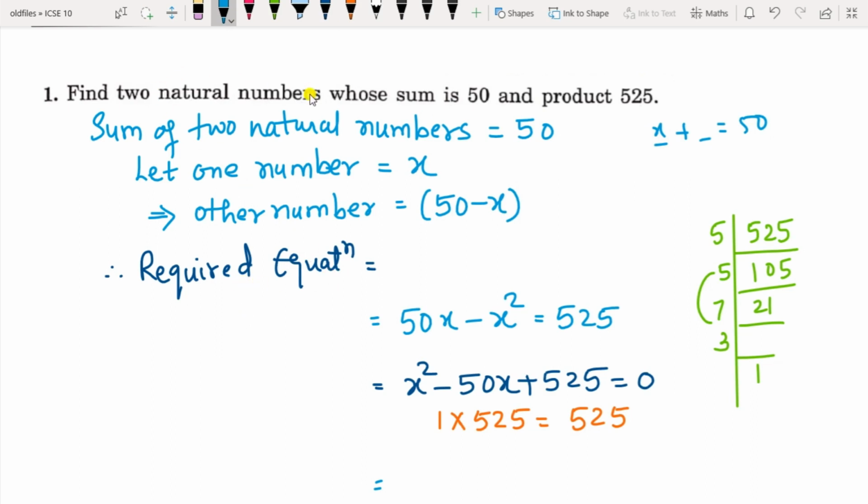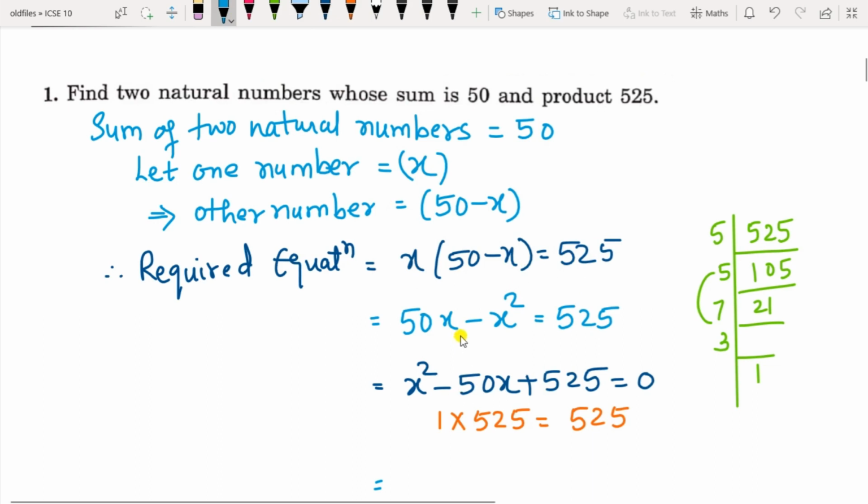Now the relation is given as product is 525. So product of these two numbers, first number and second number, is 525. So you have to write it like x times 50 minus x equal to 525. Now multiply x inside the bracket here, and rearrange it in the form of quadratic form. So you will get the equation as x square minus 50x plus 525 equal to 0.